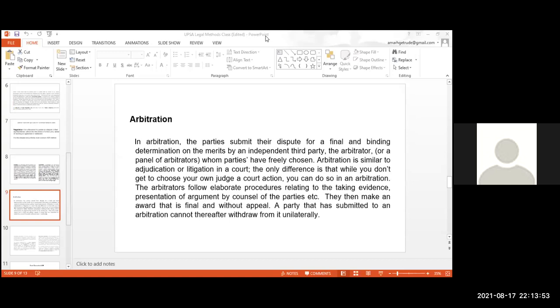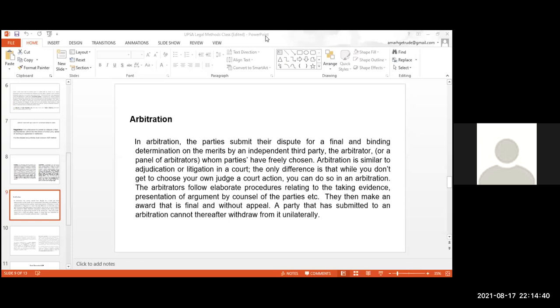So for example, if the matter has been determined on the merits and the arbitrator has given what we call an arbitral award, he has made a decision, that decision is final and it is binding on the parties. What that means is that the parties cannot appeal on the basis of the decision that has been given on the merits of their matter. So you cannot, for example, go to court and say that I am appealing, I want the court to take a second look at the merits of the matter. And the reason is that in arbitration, whatever decision the arbitrator or the panel of arbitrators come to, it is final and it is binding. So it cannot be appealed.